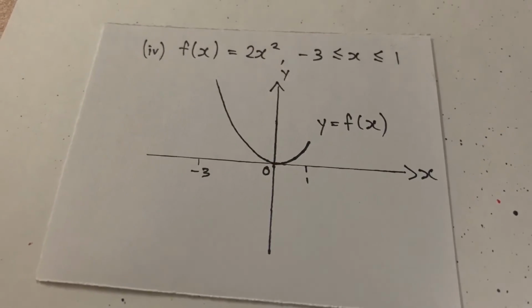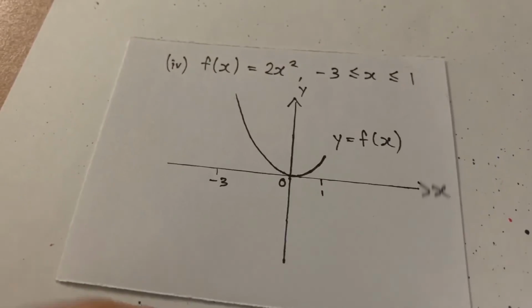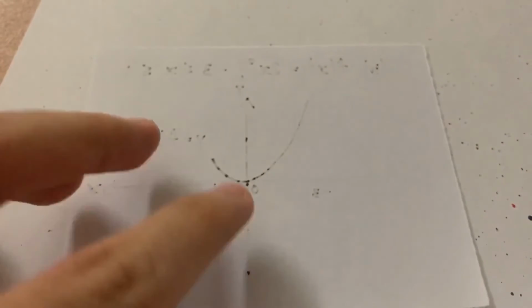Actually, I realized something after I made the video, is that when you flip the graph, it becomes a Nike.